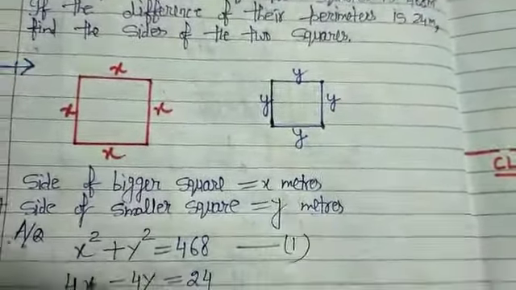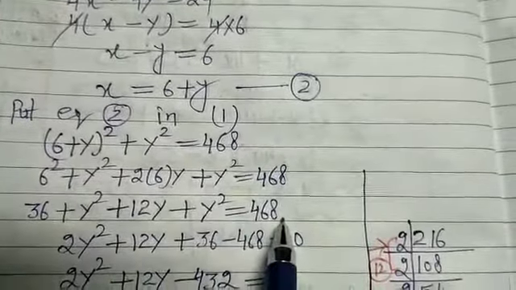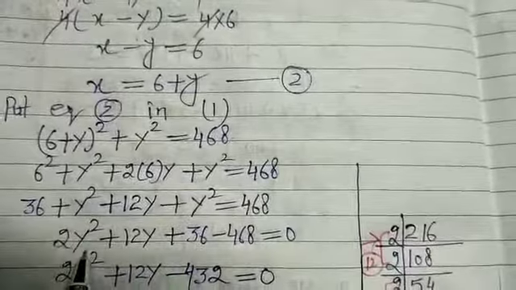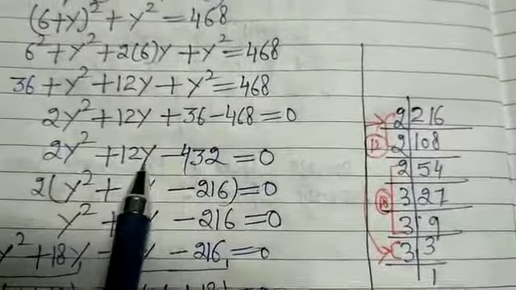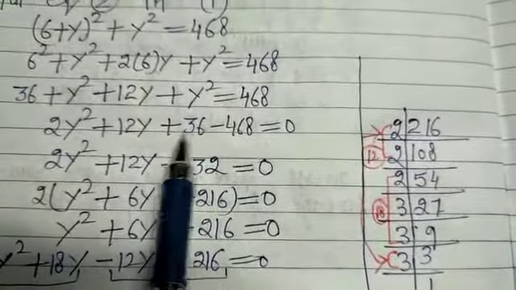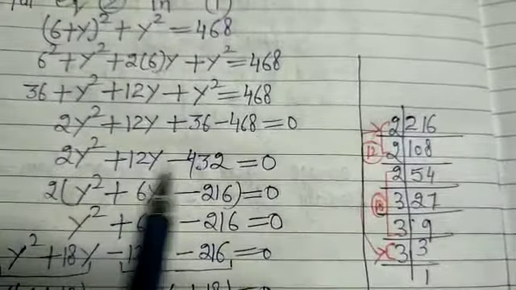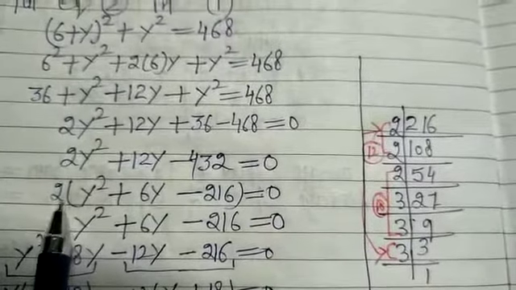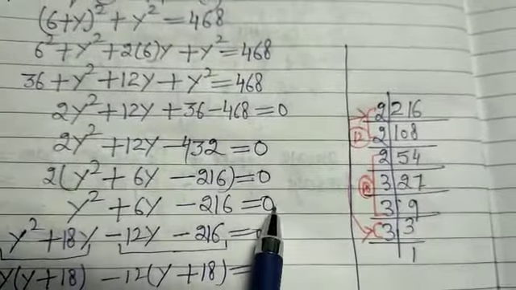Now using (a plus b) whole square equals a square plus b square plus 2ab, it becomes 36 plus y square plus 12y plus y square equal to 468. So y square plus y square is 2y square, plus 12y plus 36 minus 468 is equal to 0, that is minus 432. In these three terms 2 is common, so taking 2 common, it becomes y square plus 6y minus 216 equal to 0.